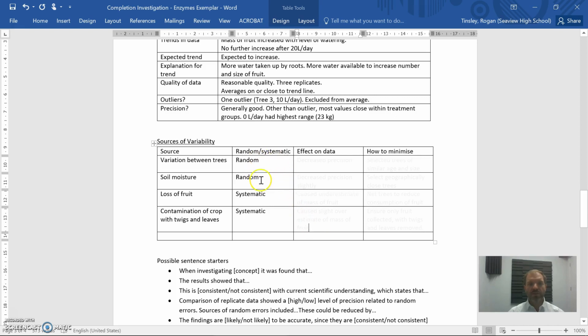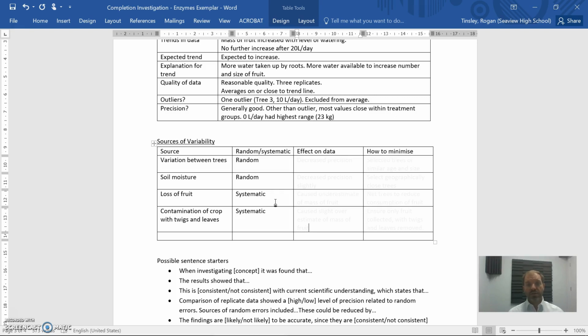So random variables that we have here might either increase or decrease depending on that particular tree, that particular data sample. Might be sometimes higher, sometimes lower, depending on factors that we call random. So the variation between trees is random. Some are going to have more branches and more fruit. Some are going to have fewer branches and fewer fruit. That's a random factor. Systematic is not going to have a random up or down effect. It will affect all of the groups about the same.